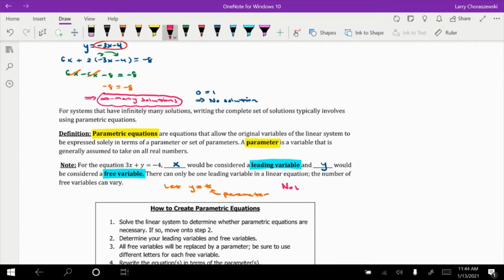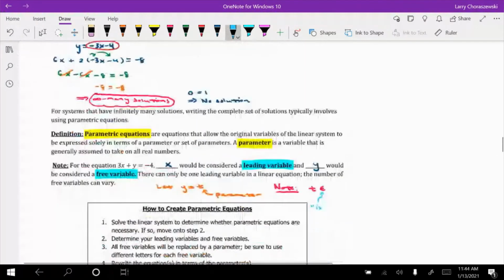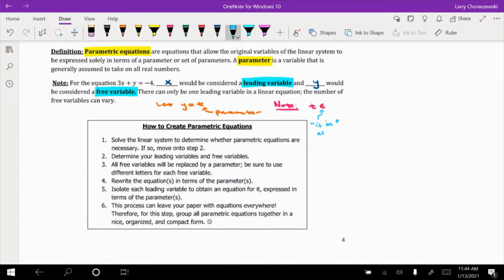Now, one thing to note is that t can take on any real number. So t, I'm going to write this notation, looks like a rounded out capital E. Does anybody know what that symbol represents? All real numbers? This symbol here is our math notation for is in, also known as an element of. And to the right of this is where I'm going to write interval notation for all real numbers. Essentially what this means is that t can be any real number.